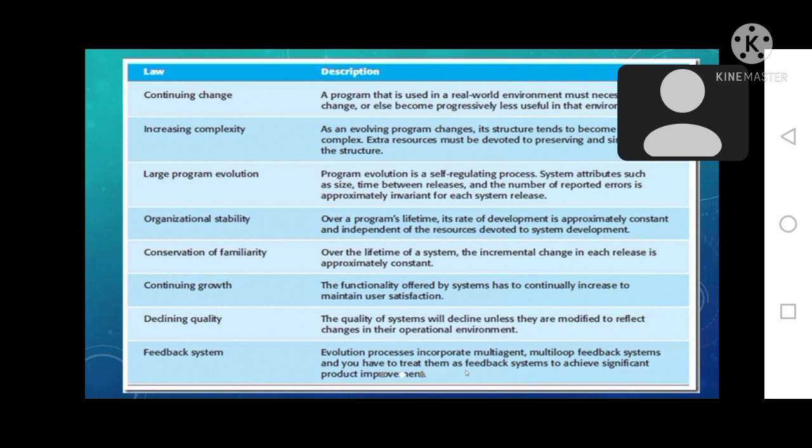And the last law, law of feedback system: evolution processes incorporate multi-agent, multi-loop feedback systems, and you have to treat them as feedback systems to achieve significant product improvement. You see, evolution processes have many steps in them, such as multi-agent, multi-loop feedback systems, and you have to treat all this as input to improve your product.